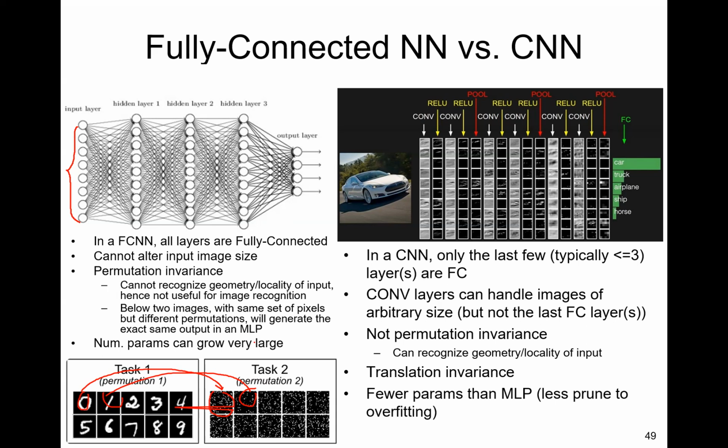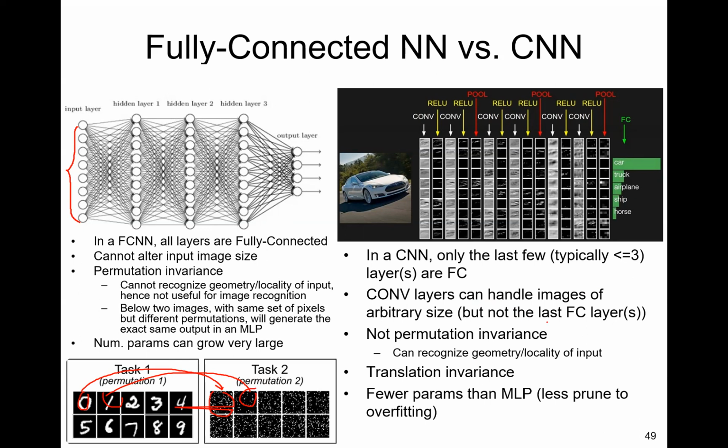It's only useful for the last few layers for classification after you have extracted the meaningful features with conv layers. And also the number of parameters can grow very large. So in the CNN, typically only the last few layers, less than or equal to 3 layers, are fully connected. And conv layers can handle images of arbitrary size, but not the last few FC layers.